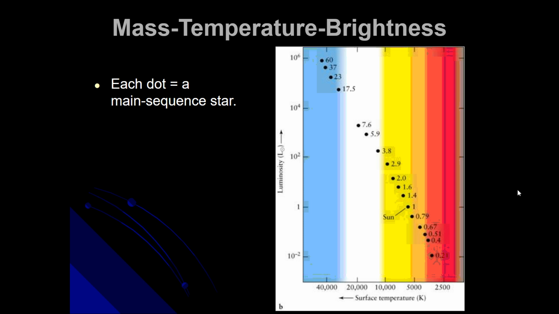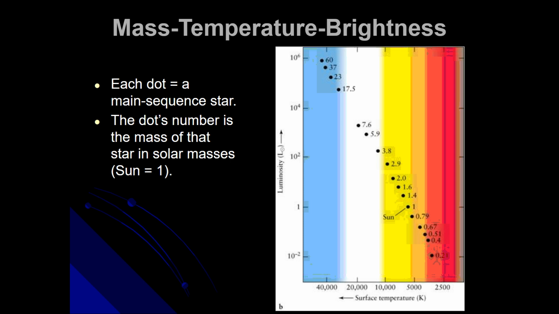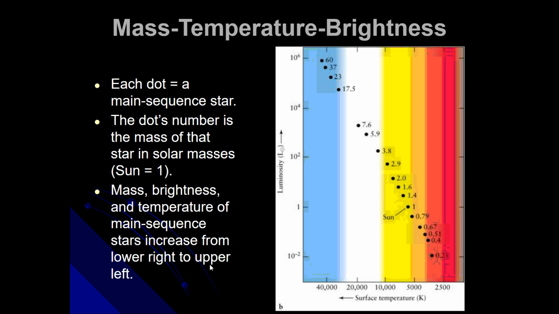So each dot is a main sequence star. The dot's number is the mass of that star with respect to the sun. So the sun is at 1. This is 1.4 times more massive, 1.6 times more massive, 7.6 times more massive. Okay, more mass, brighter, hotter. Less mass, cooler, dimmer. So mass, brightness, and temperature of main sequence stars increase from the lower right to the upper left.